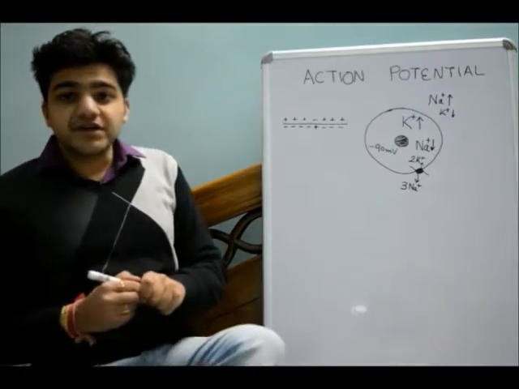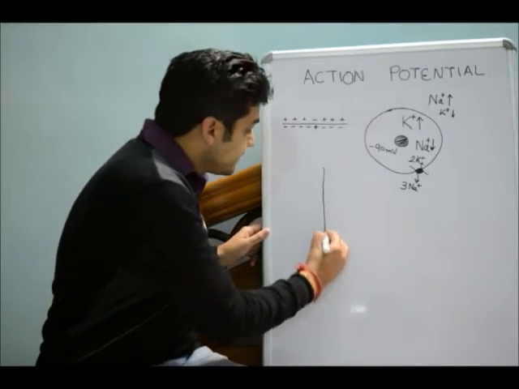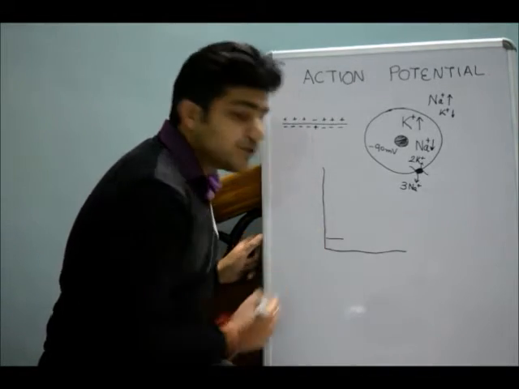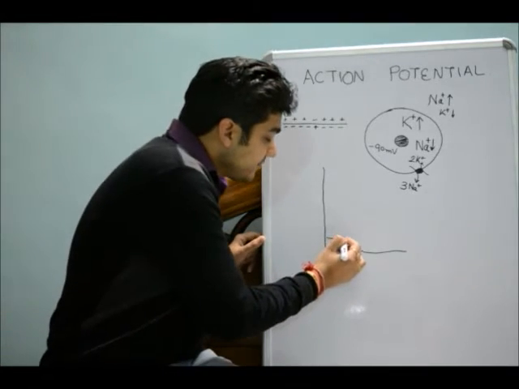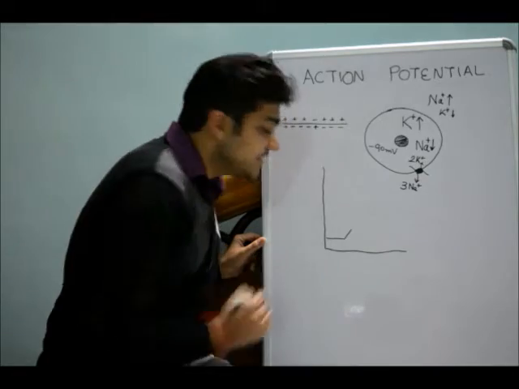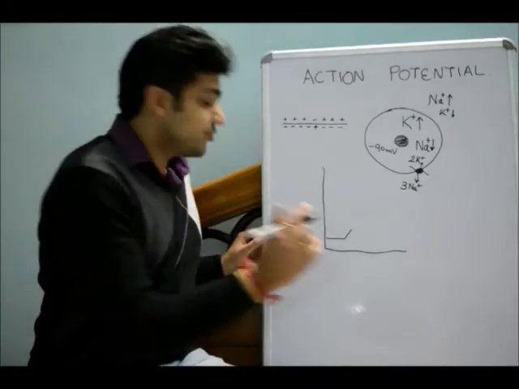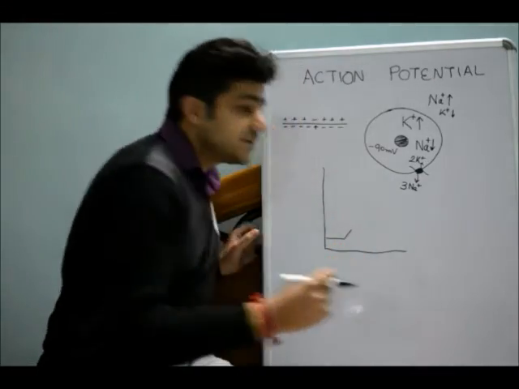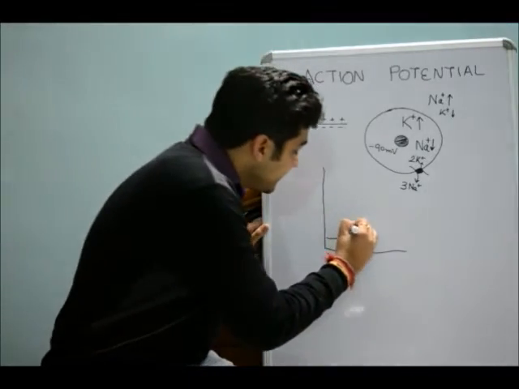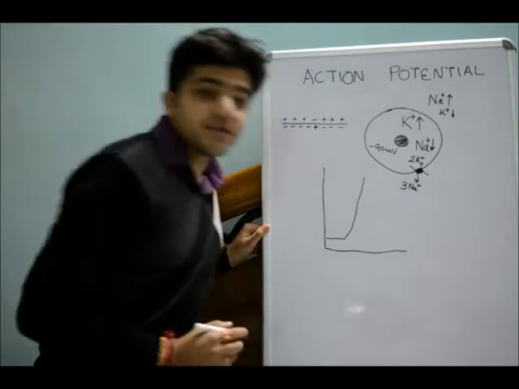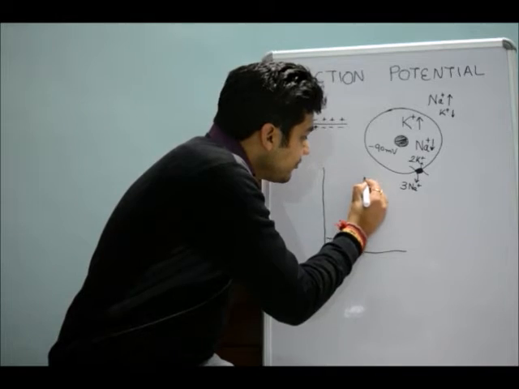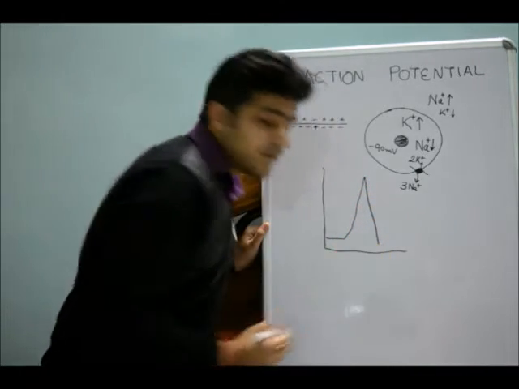So if you plot a graph, what you will see is, say this is the resting membrane potential which was carrying on. Now we give some stimulus, and that stimulus reaches the threshold potential. When it reaches the threshold potential, there is opening up of so many sodium channels which are voltage gated, and it leads to a spike, a rapid upstroke, and then followed by a downstroke.